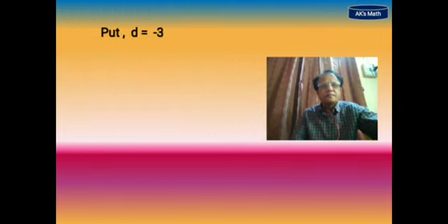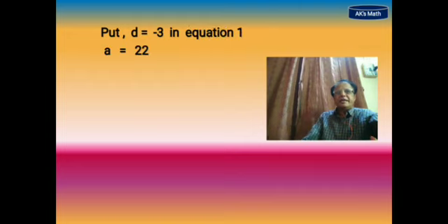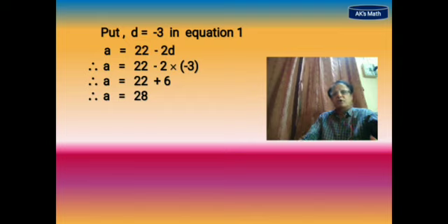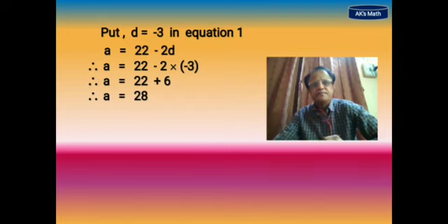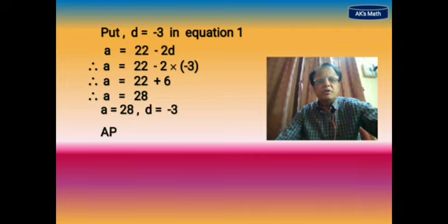Put D is equal to -3 in equation 1. So A is equal to 22 minus 2D. So A is equal to 22 minus 2 in the bracket minus 3. So it will be equal to 22 plus 6. So it gives you A is equal to 28. So after getting A is equal to 28, you can easily find what you have to find.